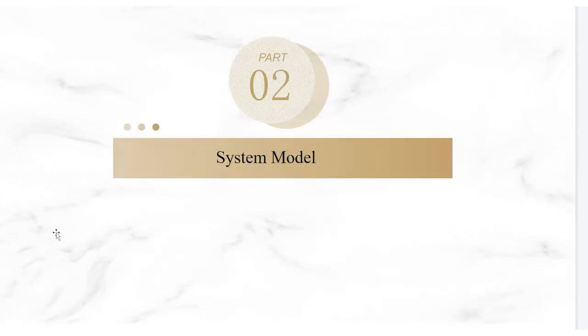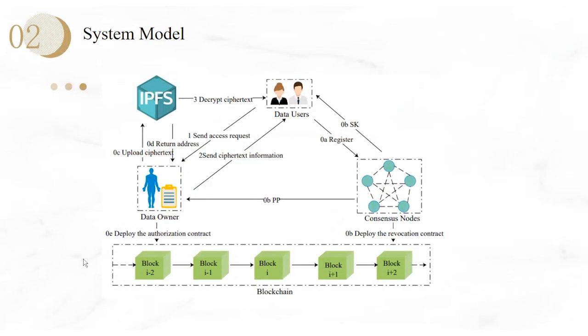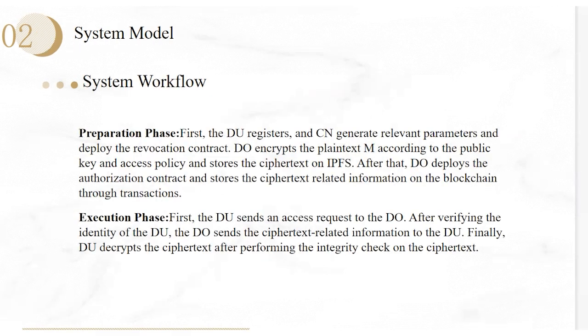The second part is the system model. The model includes 5 entities: data owner, data user, consensus nodes, blockchain, and interplanetary file system. In this system, the access control workflow can be divided into a preparation phase and an execution phase. Preparation phase.